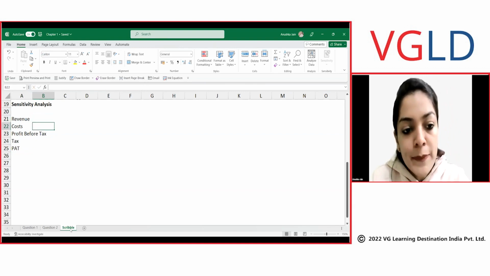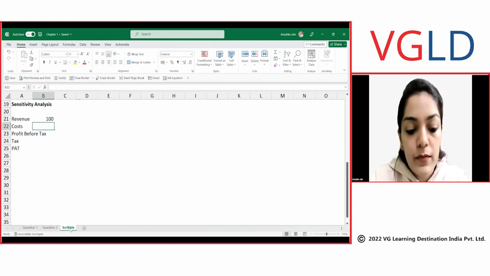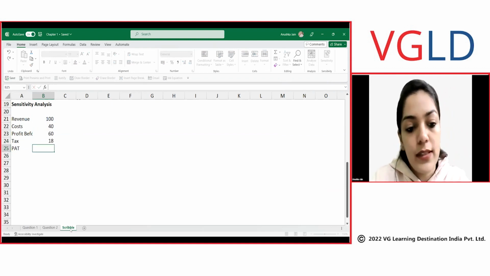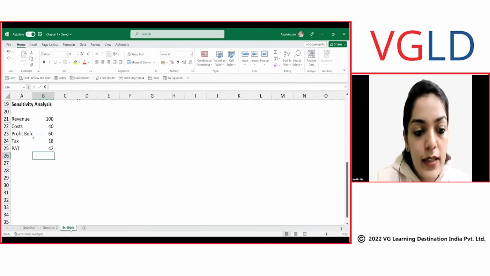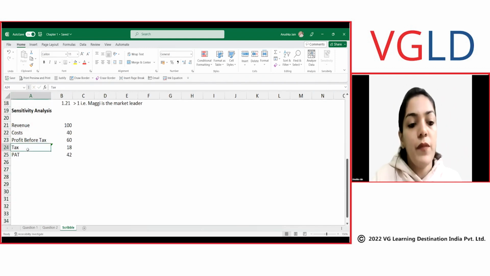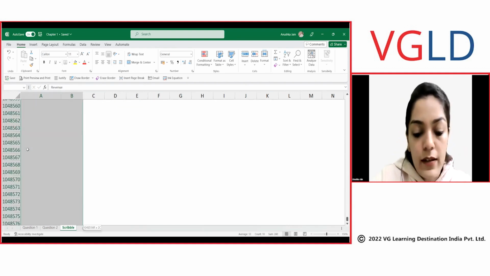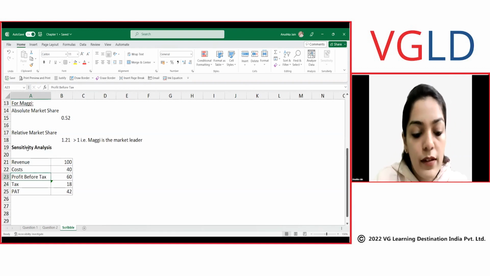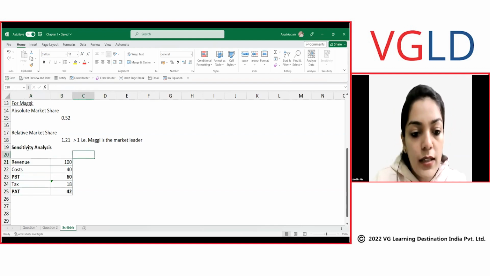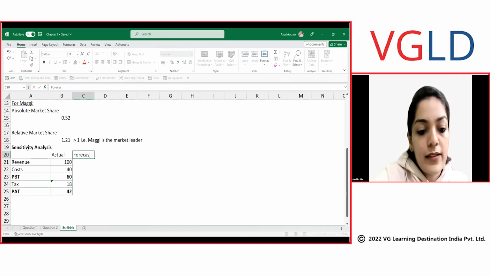Okay. So revenue is 100, cost is 40. This is 100 minus 40, 60. Tax is, let us say, 30%, into 0.3. I get 60 minus 18, 42. Okay, so this is my small P&L. When I'm doing a sensitivity analysis, this is actuals, and this is the forecast for the next year.